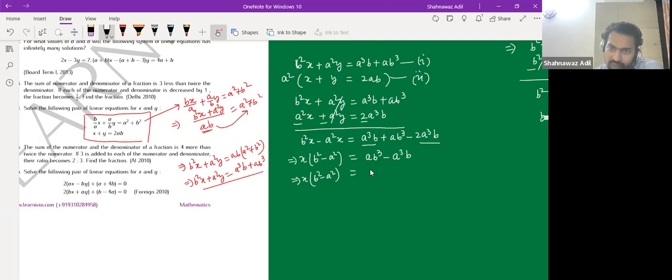Yeah, b cube also. No, b cube is not common. Only b is common and a is common. So ab is common. Right. So if I take out ab from ab cube, what will remain?